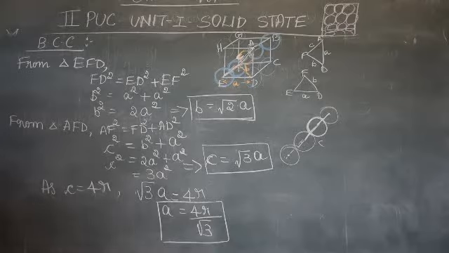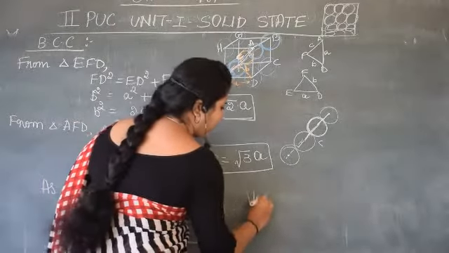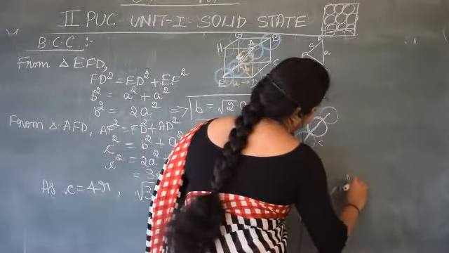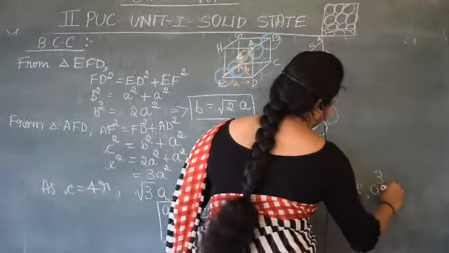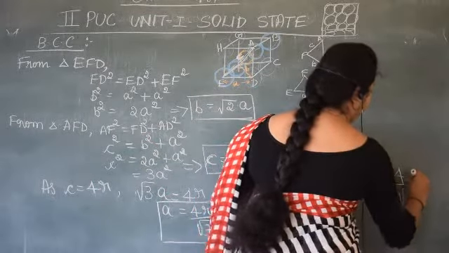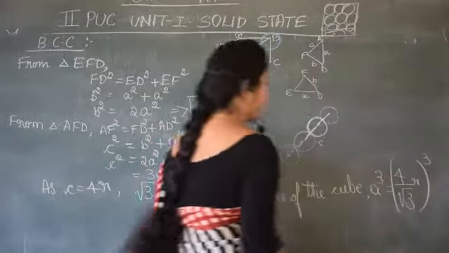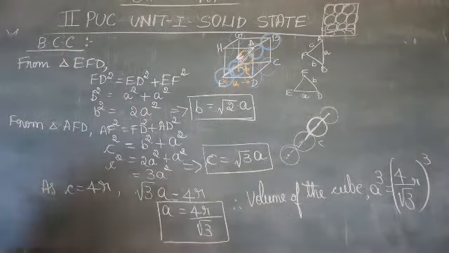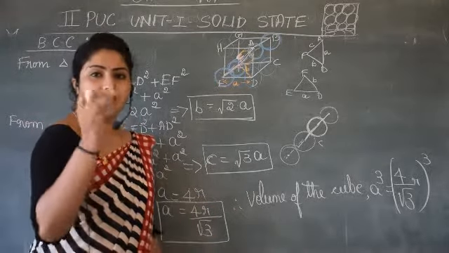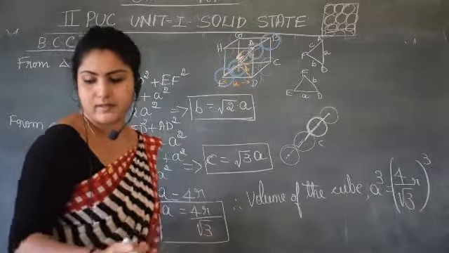Now what is R there? R is nothing but radius. Now what will be the volume? You got A. Therefore, volume of the cube is equal to A cube is equal to this one, 4 by root 3 R whole cube. Understood? So you have got volume of the cube. Next, what should we get? We must know what is the volume occupied by 2 atoms.